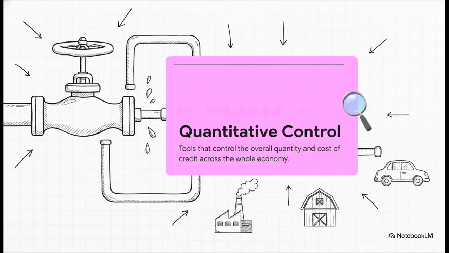Think of quantitative credit control as our main water valve. The central bank uses these tools to control the total volume and the cost of credit across the entire economy. And here's the key. They do it strictly without any discrimination. It essentially turns the overall credit pressure up or down for absolutely everyone. It doesn't matter if that money is going to a giant multinational corporation, a small family farm, or just someone buying a used car. The whole house feels the pressure change.